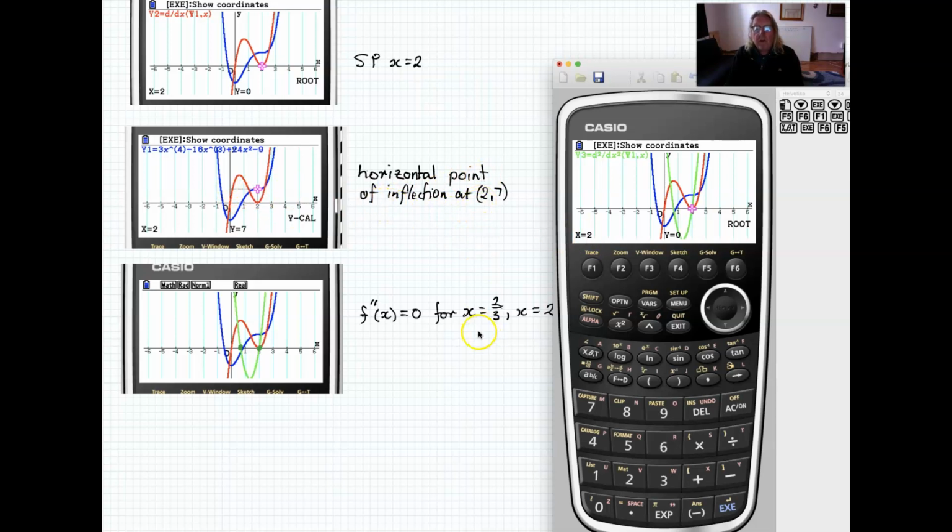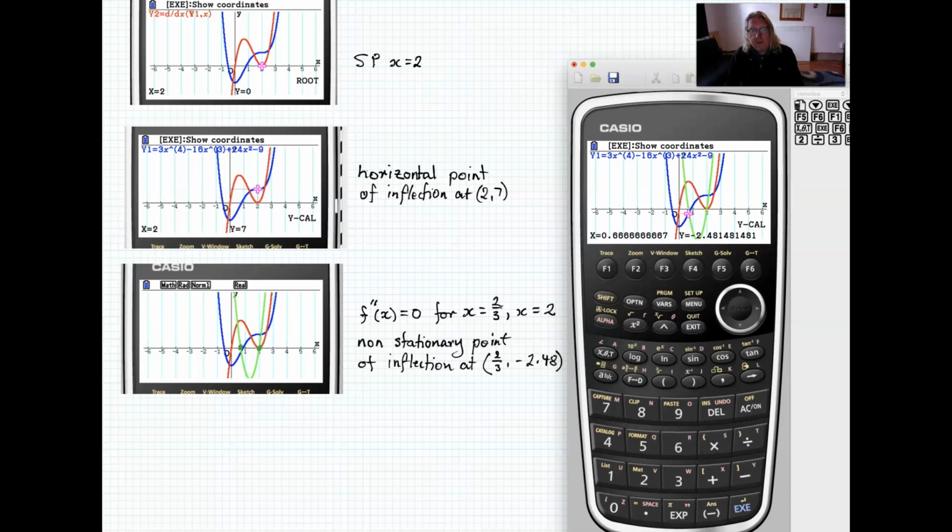But we want the coordinates now of this point of inflection on the function where x is equal to 2/3. So we go to G-Solve and we want to select a y-calc. That's the function. We want the blue one, the original function, and put in x equals 2/3 or 2 divided by 3. And it gives us the y value is minus 2.48.